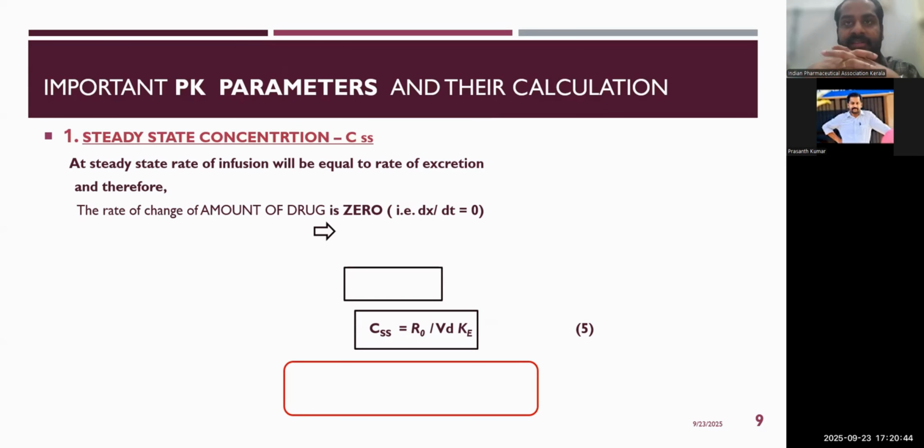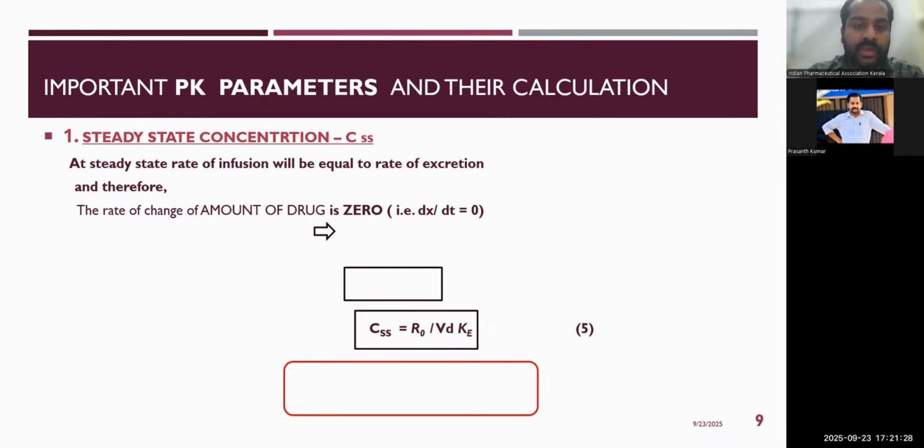So far we have discussed the various equations and the phases of plasma drug concentration profile. Now we will see the important pharmacokinetic parameters and how they are calculated. Mostly there are three main important pharmacokinetic parameters following continuous IV infusion. The first parameter is CSS. What is CSS? CSS is steady state concentration. As I already told in the previous slide, at a steady state the rate of infusion will be equal to the rate of output.